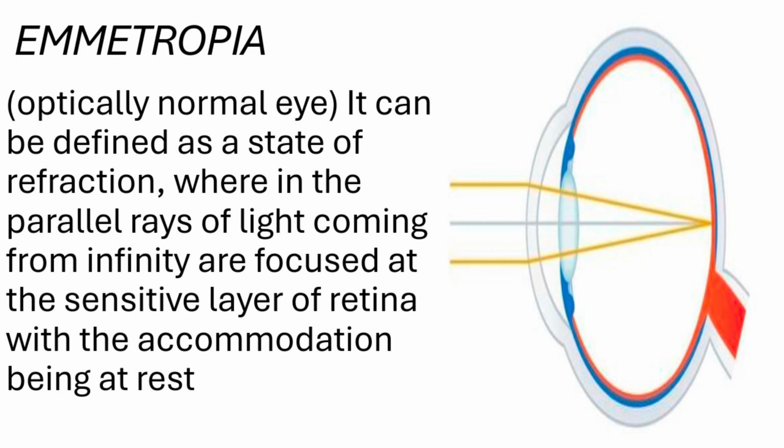Emmetropia is a state of refraction where parallel light rays from a distant object focus exactly on the retina. Vision is clear without the need for glasses or contact lenses. It is a normal and ideal refraction.